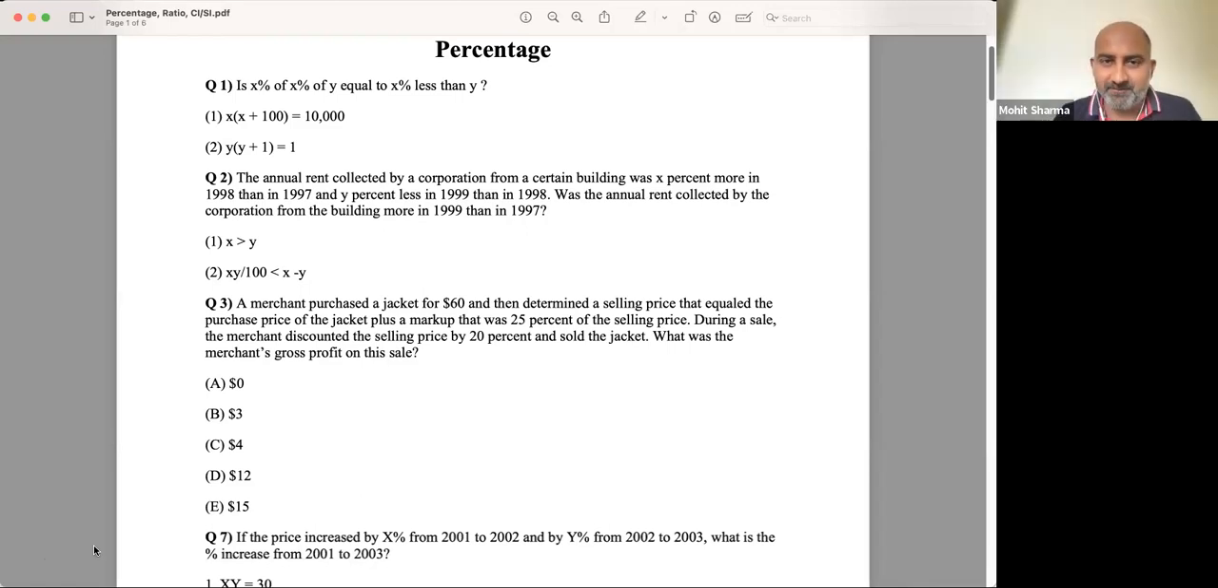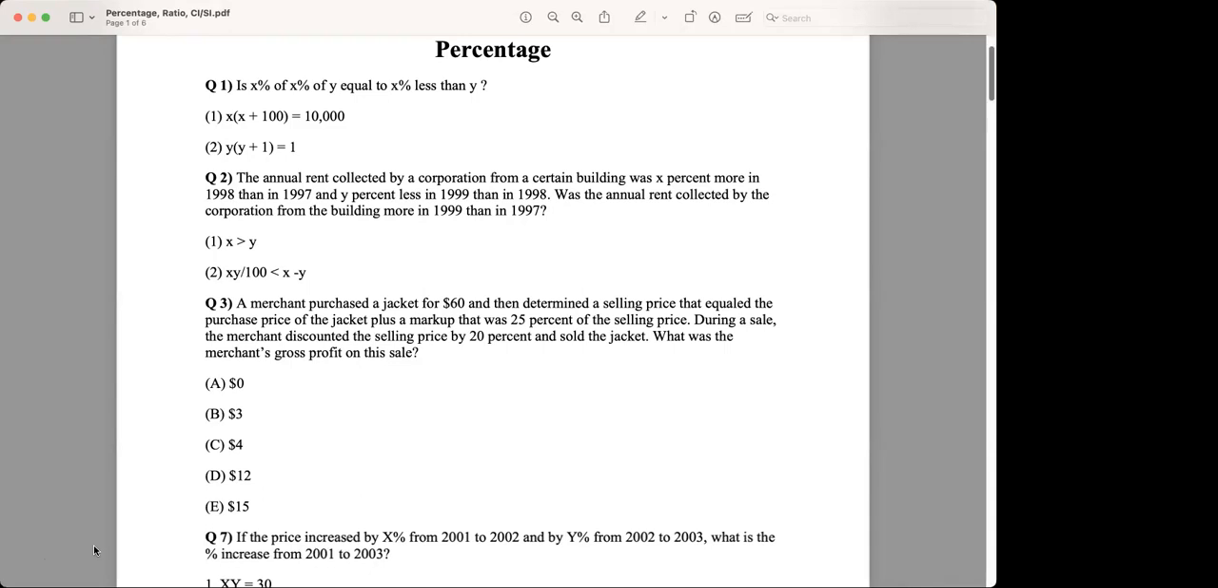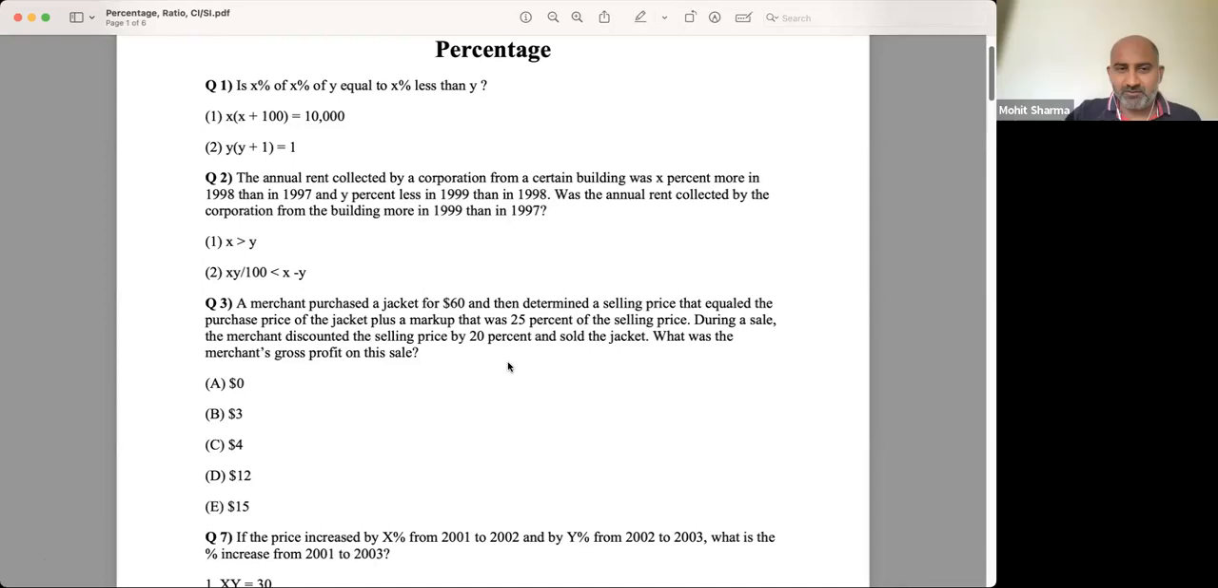Yeah, what about second? So second, I'm getting confused with the calculation. There's no calculation in second, if you see. Let's start with that second only. The annual rent collected by a corporation from a certain building was X% more in 98 than in 97, and Y% less in 99 than in 98. This is what we just did.